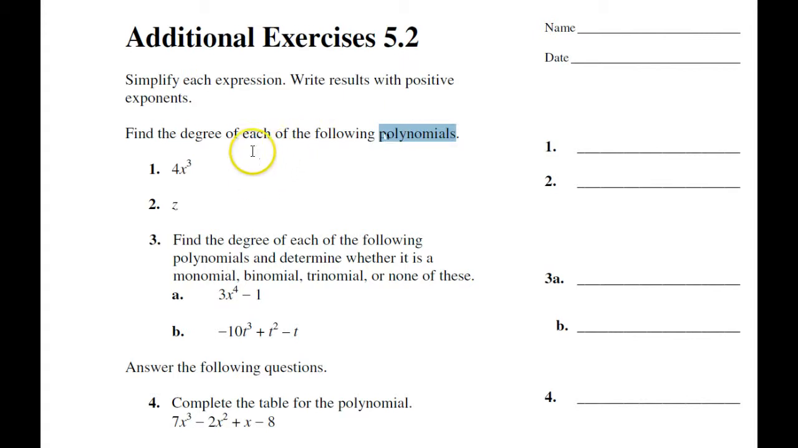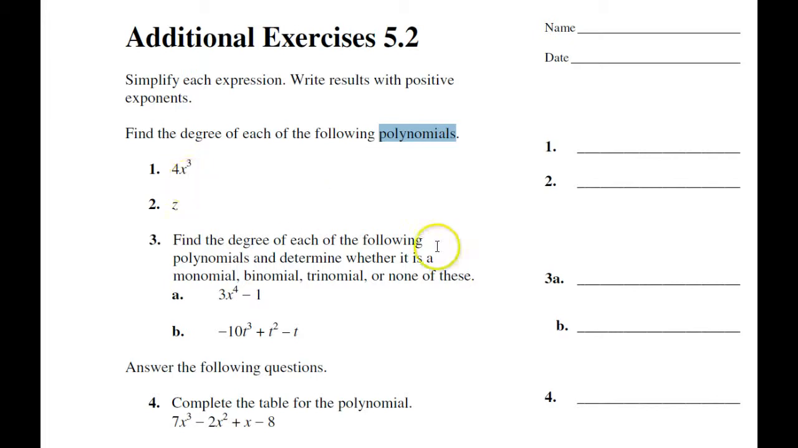Now remember, the rule is we only count exponents on the variable. And if there are multiple variables, we just add the exponents within the term. And the largest term degree, that would be the degree of the whole expression. So let's follow some of these.